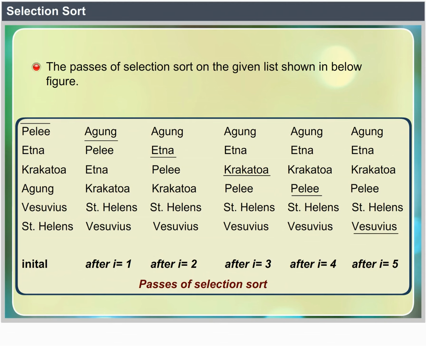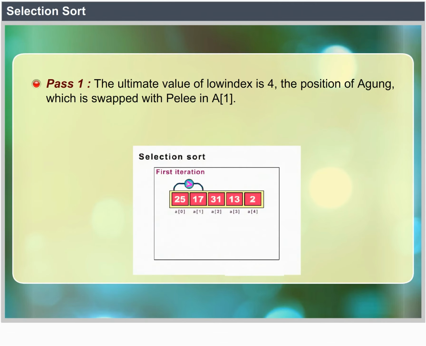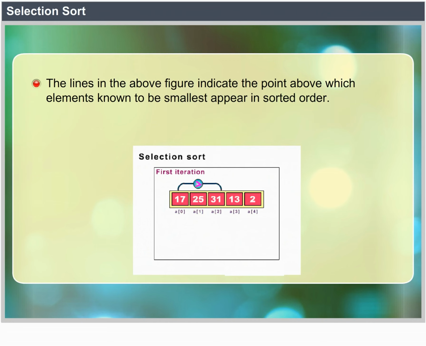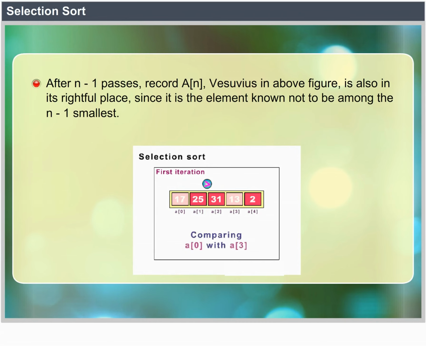Pass 1. The ultimate value of low index is 4, the position of Agun, which is swapped with Pele in A of 1. The lines in the above figure indicate the point above which elements known to be smallest appear in sorted order. After n-1 passes, record A of n, Vesuvius in the above figure, is also in its rightful place, since it is the element known not to be among the n-1 smallest.